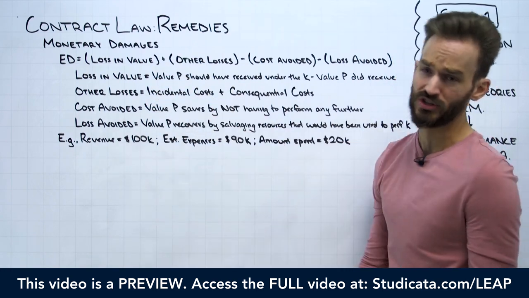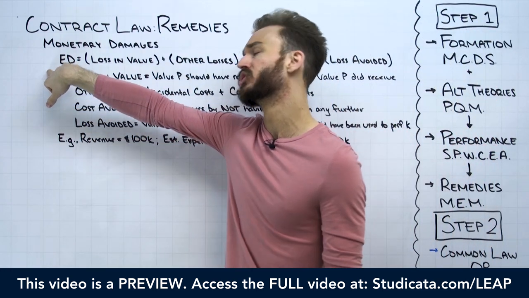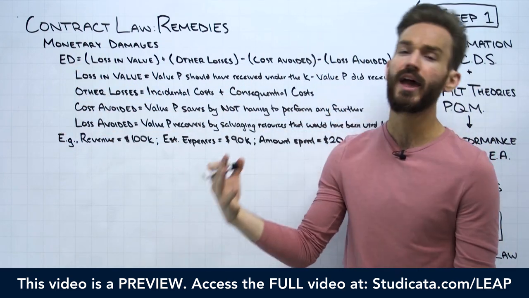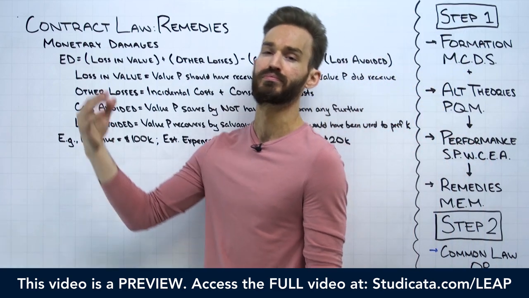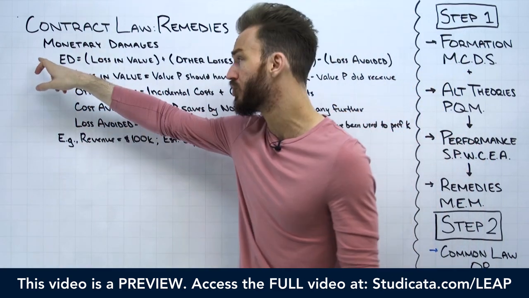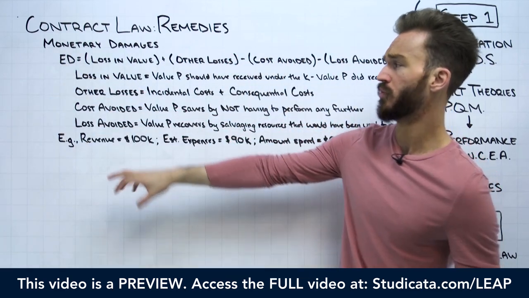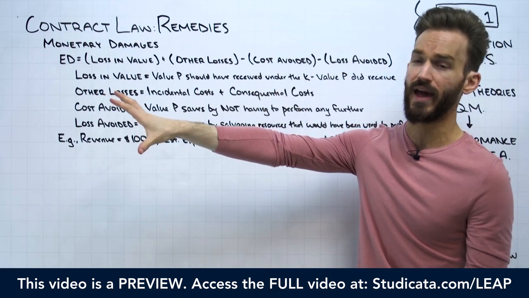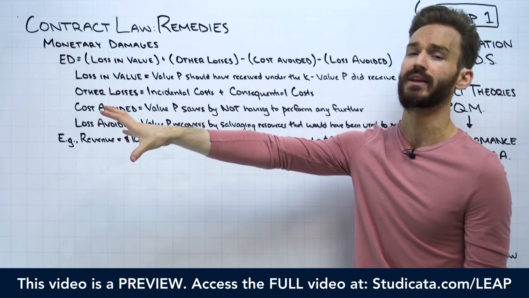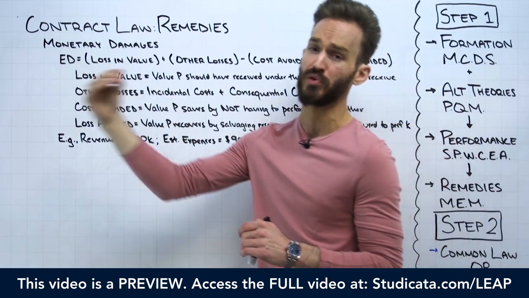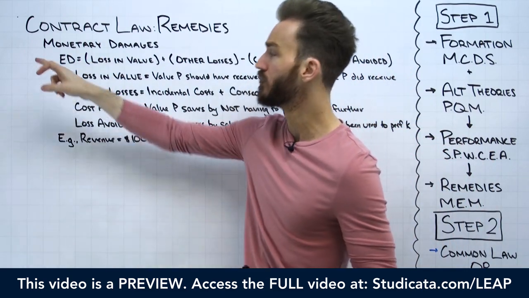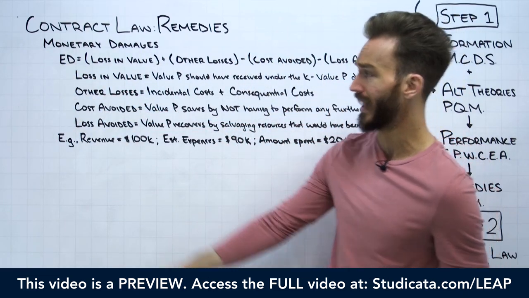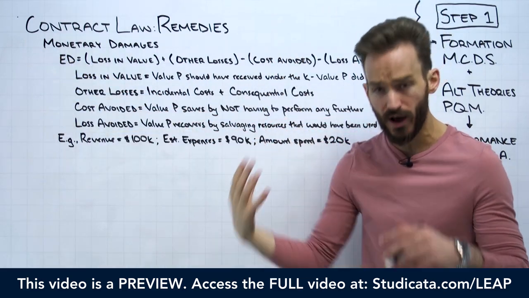What is expectation damages? The goal here is to put the plaintiff in the position they would have been in if the contract had been performed as promised. Sometimes I call this the crystal ball damages. This is where we look into the crystal ball and ask, what would the plaintiff have received if this contract had been performed as promised? But for the breach, what would the plaintiff have received? What was he expecting to get out of this contract? That's expectation damages. So how do we calculate this?